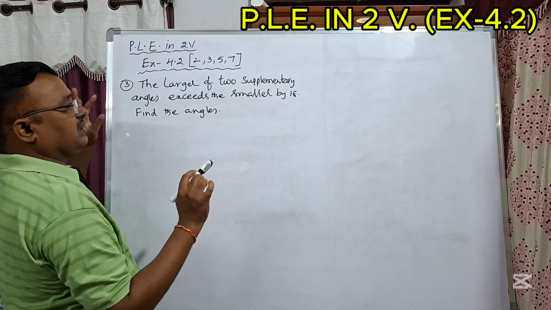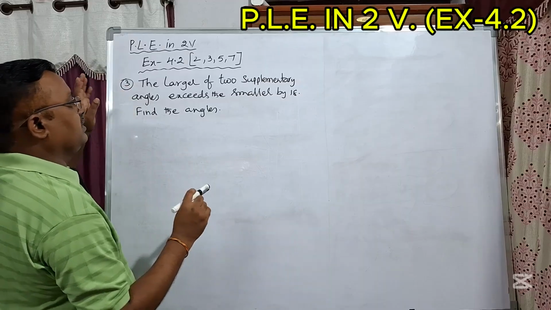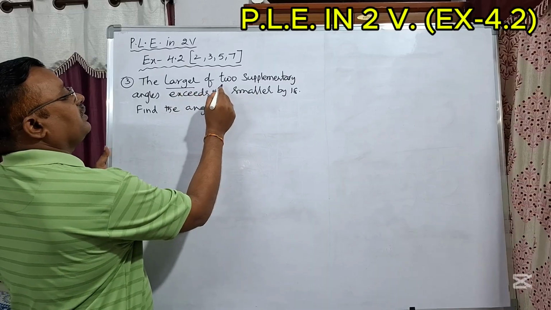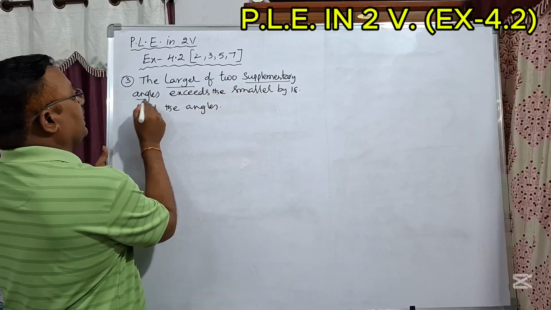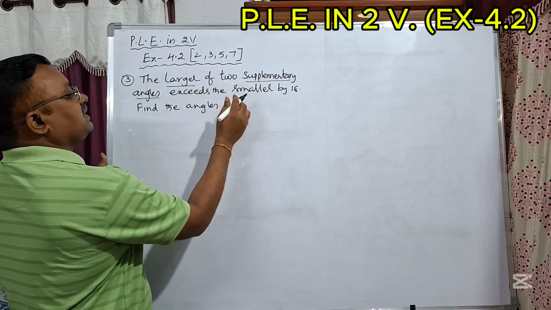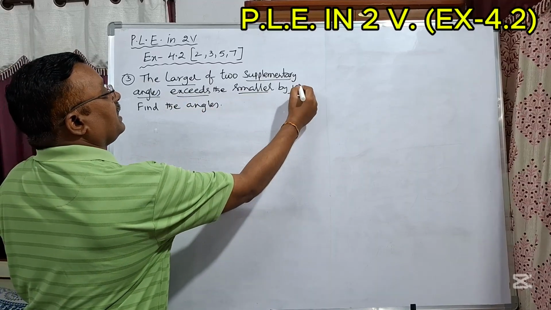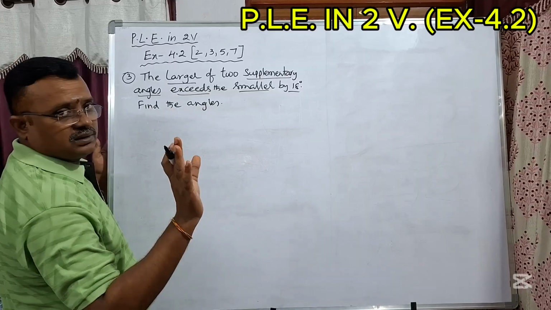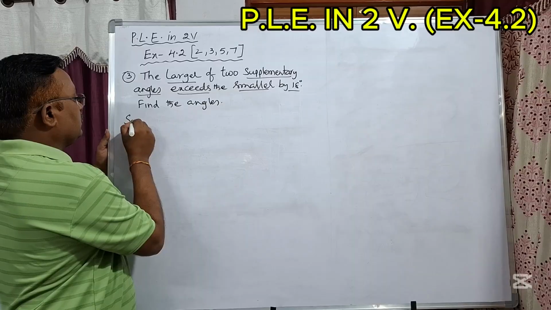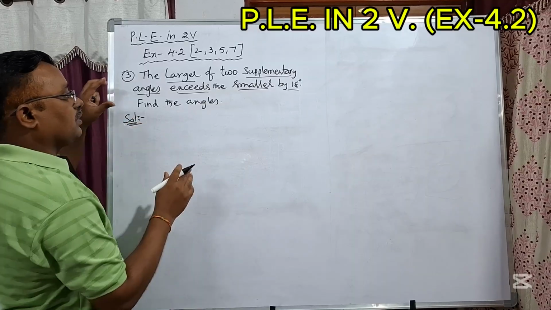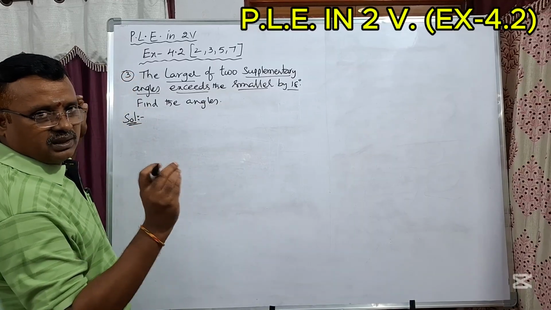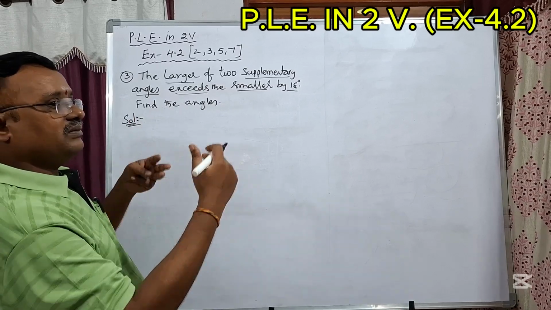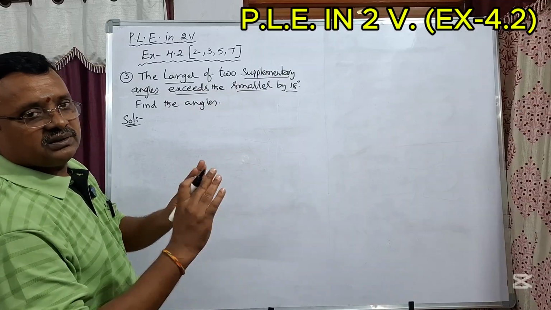In this third question, this model is also very important. What they are saying: the larger of two supplementary angles exceeds the smaller by 18 degrees. Find the angles. Got it? How to get the solution? You read the problem thoroughly, get the total information into your mind. By that, consider the variable, prepare the equation, solve them.